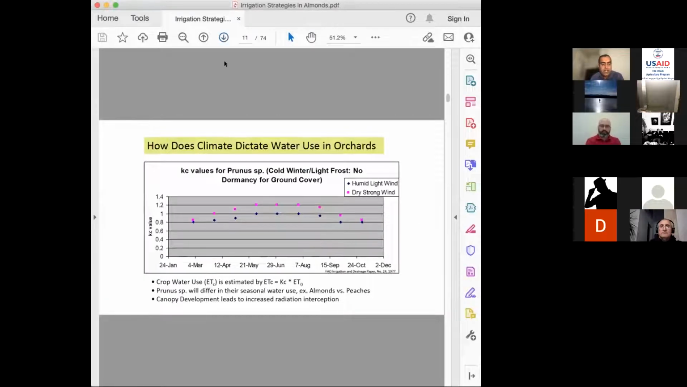Okay, this is a chart from here in California. This is basically a non-windy scenario, basically light wind, and the pink dots are dry and strong winds. So there is a significant difference as the season progresses. The differences actually start getting higher and higher.